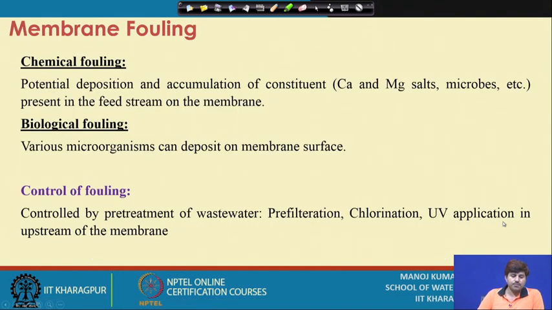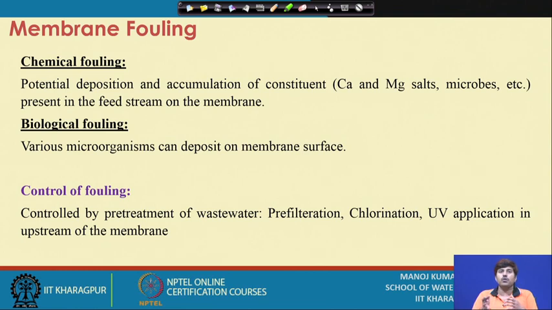Now, one of the prime problems of membrane operation is membrane fouling. This membrane fouling could be in the form of chemical fouling, where there is potential deposition and accumulation of chemical constituents like calcium, magnesium, salt and various other things, and it could be biological fouling, where microorganisms can deposit on the membrane surface. The fouling can be controlled. There are ways to control the fouling.